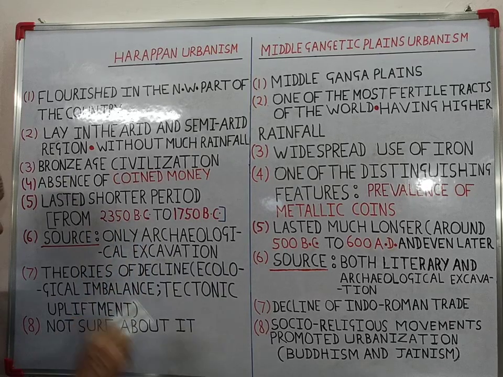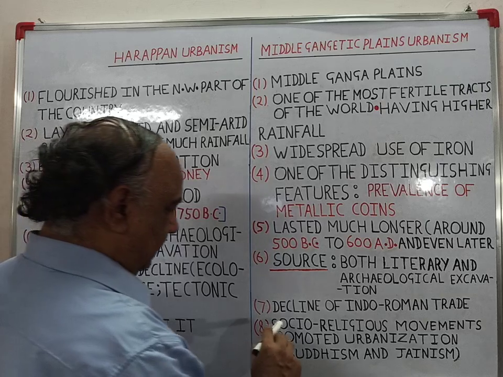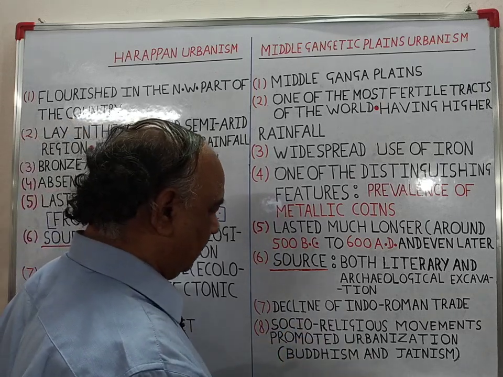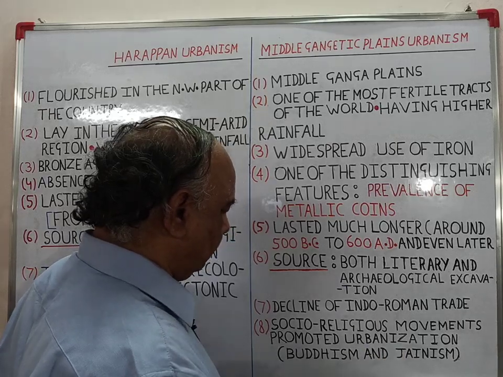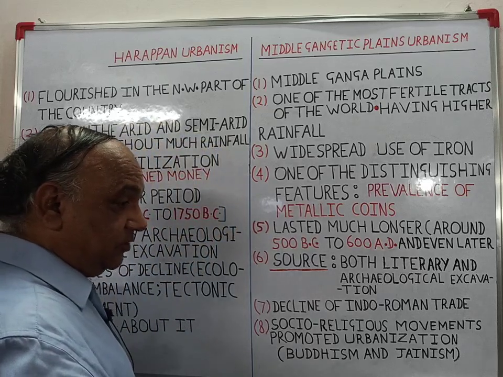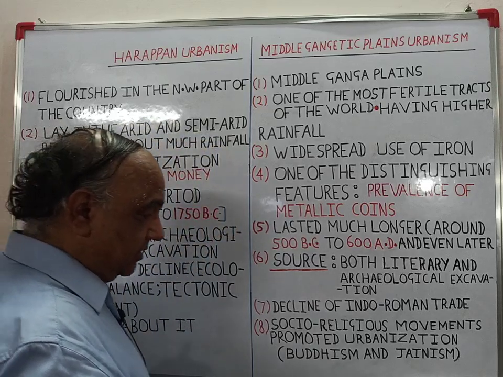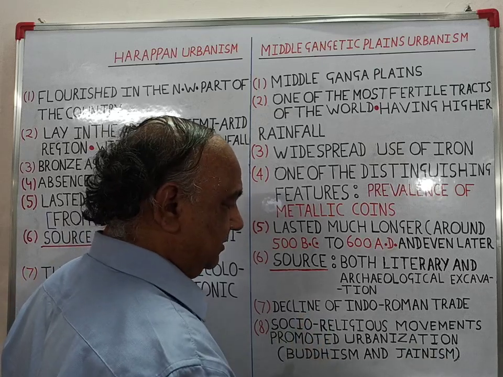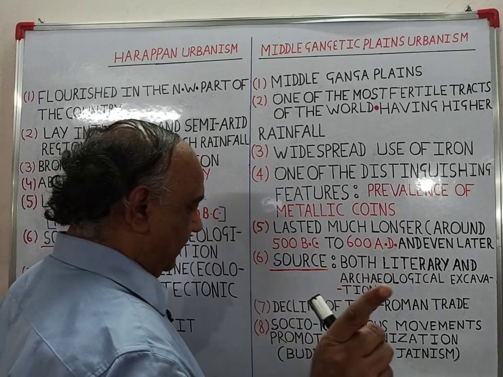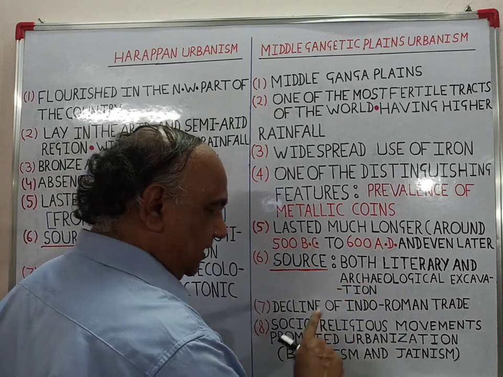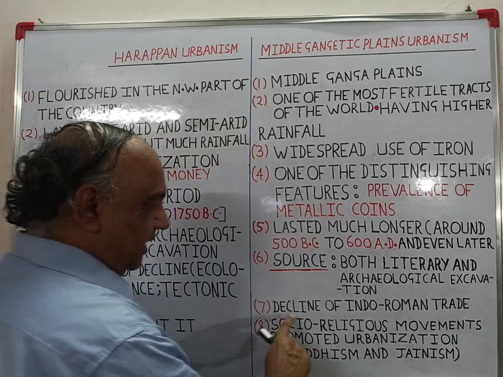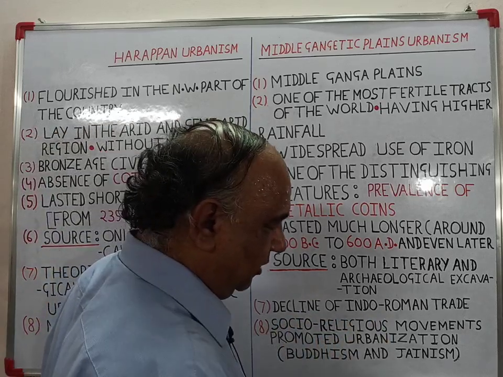But certainly these theories were not the reasons or the explanation for the decline of the second phase of urbanism in ancient India. One obvious factor given by historians for the decline of this phase of urbanism is the decline of Indo-Roman trade.